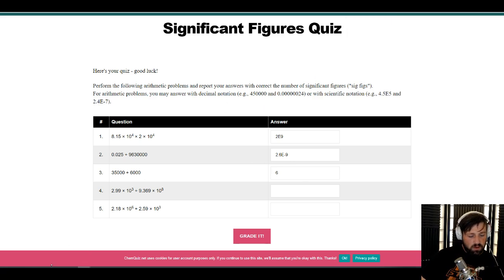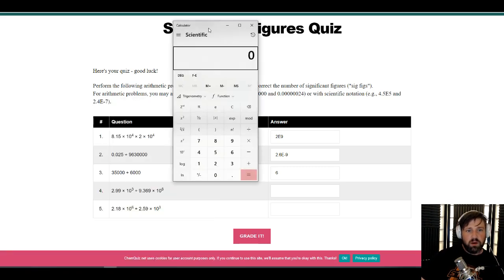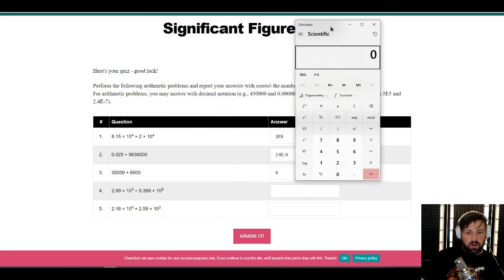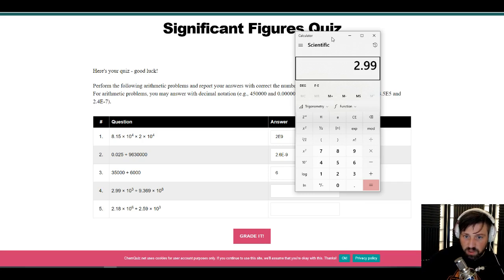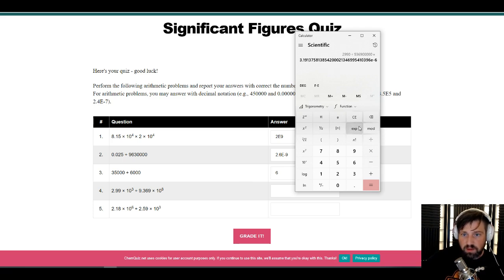So let's pull out our calculator and do that. 2.99 e to the 3rd divided by 9.369 e to the 8th. And the answer is going to be 3.19 times 10 to the negative 6th.